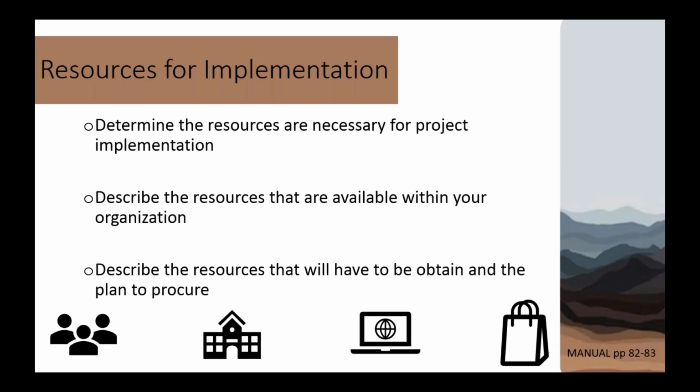Okay, so resources for implementation. The first two elements of this criterion were to determine what resources you will need to implement your project that you already have within your organization. And then the second one is to describe the resources that you need, which you'll have to procure from somebody, either through a partnership agreement or purchase outright for the grant. So that will be what you will need to do for those first two elements.